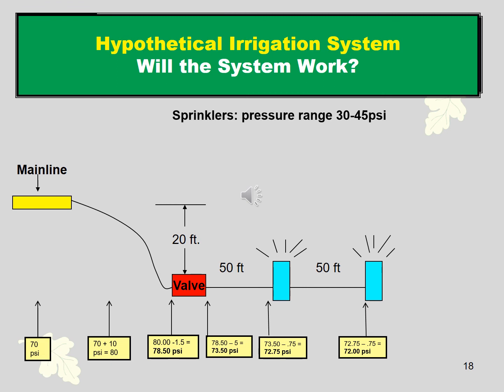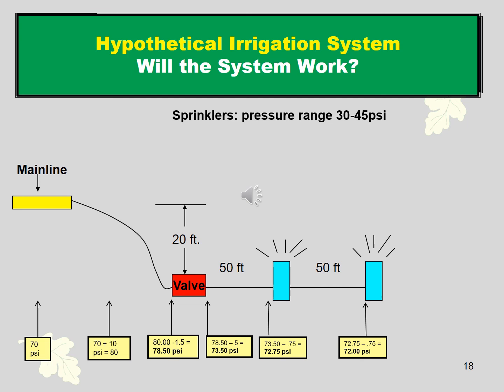But let's look along the bottom here, and you can see kind of a review. At the main line, the water in the irrigation system was 70 psi. That's what the city gave it to you at. Then as it dropped 20 feet in elevation, it gained 10 psi, so now it's at 80. Now here you see at the beginning of the valve it says 80 minus 1.5.